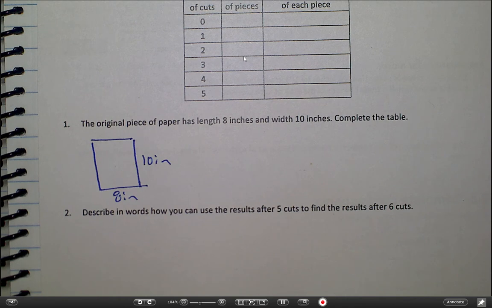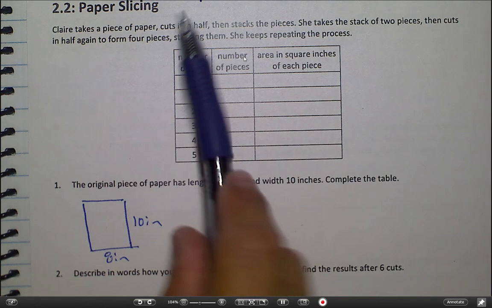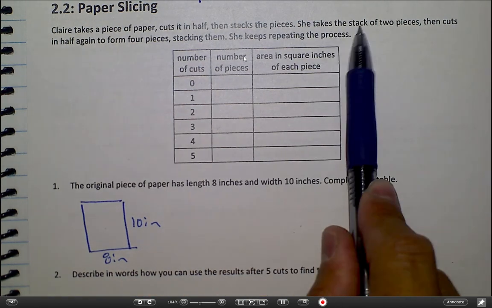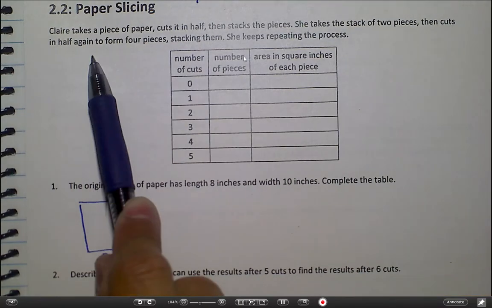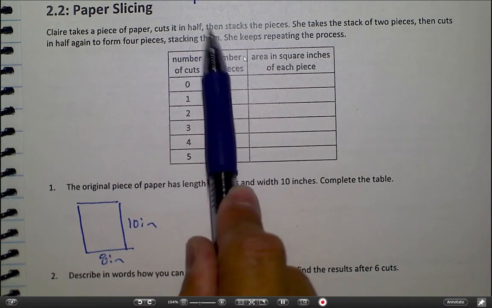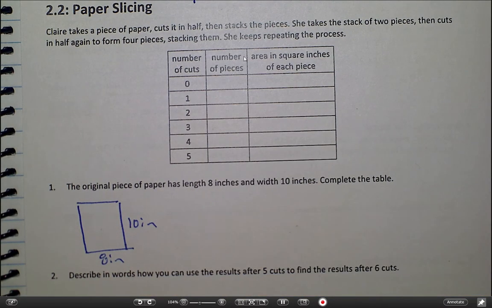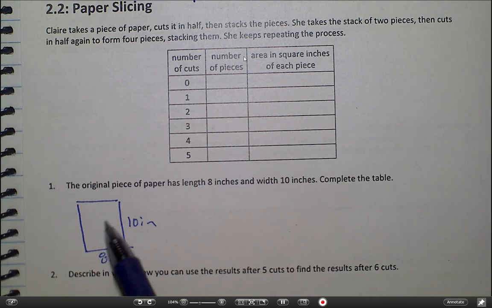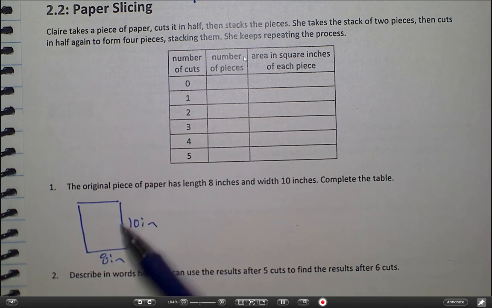Yes. Okay. Now, we're going to go through and fill in some of this stuff. So, it takes paper, cuts it in half, then stacks the pieces, takes the stack of the 2 pieces, then cuts those in half again, forming 4 pieces. Stacking them, it keeps doing the same thing over and over again. All right? Let's see. So, it's going to ask you a couple things. So, this is my paper. This little piece right here. It is an 8 by 10. How many pieces is there?